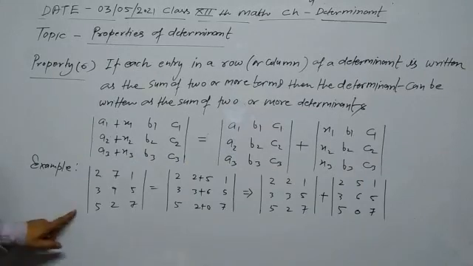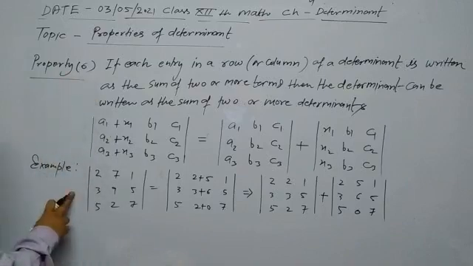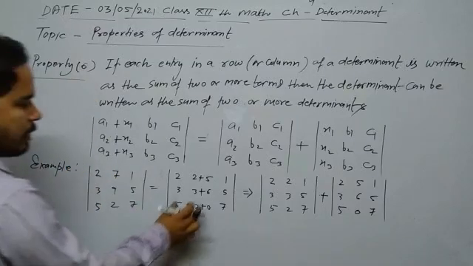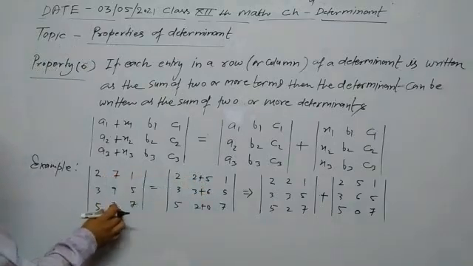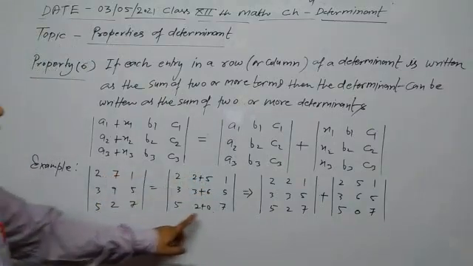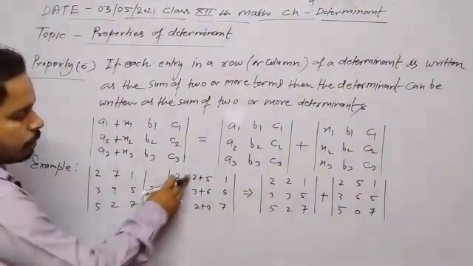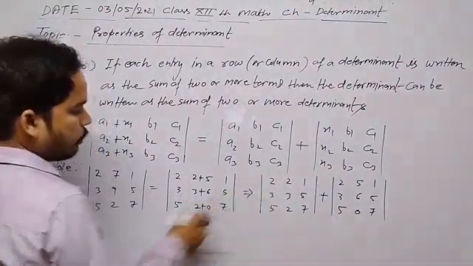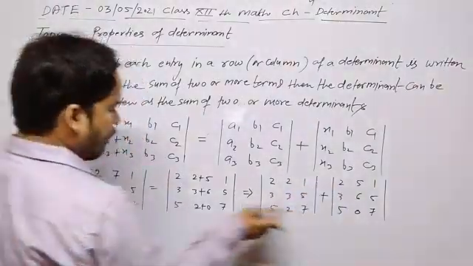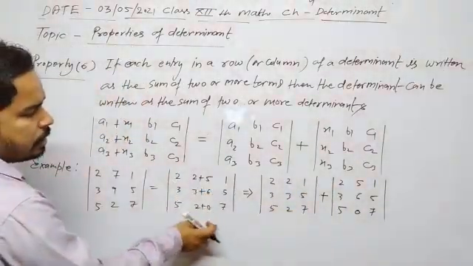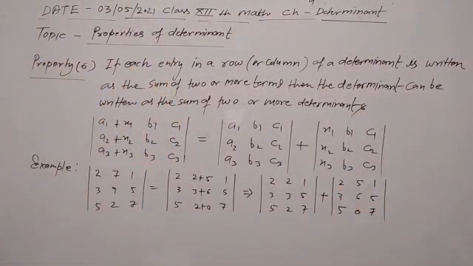Now see, student, this is an example of property 6. This determinant can be expressed with column 2 as 5 plus 2 is 7, 6 plus 3 is 9, and 2 plus 0 is 2. So this determinant can be expressed as a sum of two determinants. So 2 3 5, 2 3 2, 1 5 7 copy. Similarly 2 3 5, 2 3 5 is here and the second column 5 7 0, 5 6 0, 5 6 0 and 1 5 7. So this is an example of property 6.